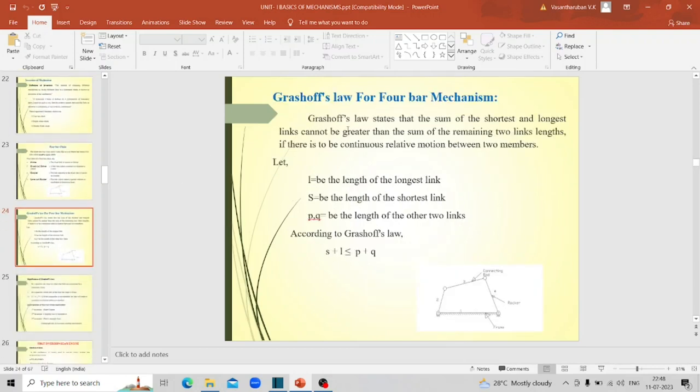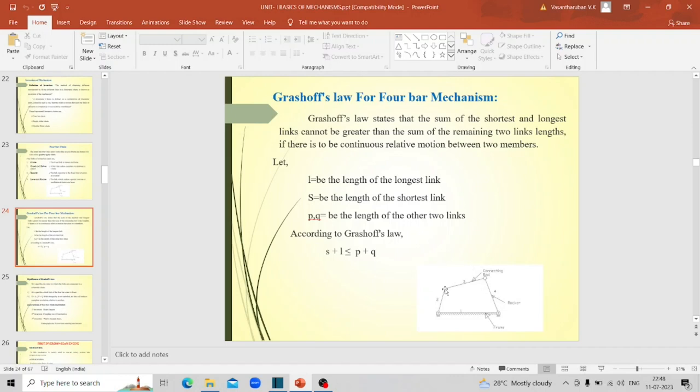So what is Grashof's law for a four-bar chain mechanism? What is meant by Grashof's law? Grashof's law states that the sum of the shortest and the longest links cannot be greater than the sum of the other two links' lengths, if there is to be continuous relative motion between the two members. So Grashof's law states that the shortest and longest links sum to less than or equal to the other two links.